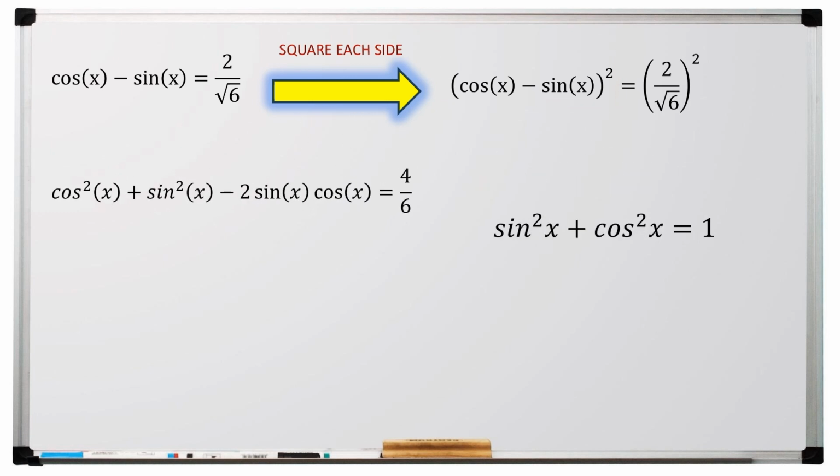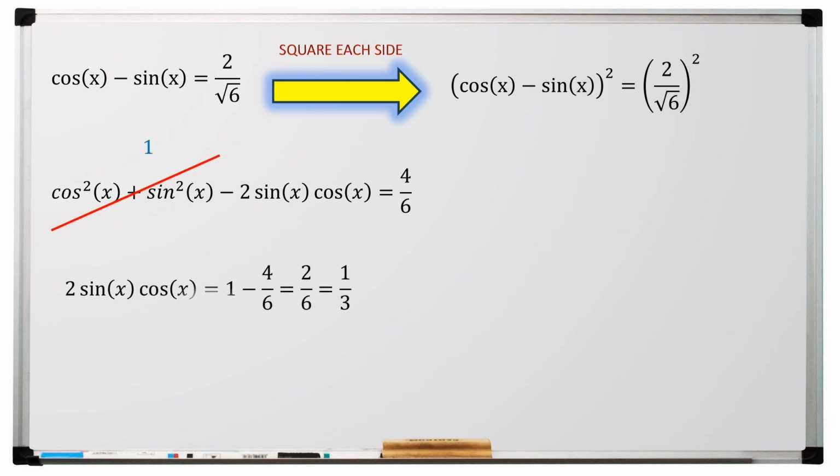As we've learned from our materials, sinus squared plus cosinus squared equals 1. Let's substitute this into the equation. By simplifying, we get 2 sinus x cosinus x equals 1 over 3. We already knew this from our materials. So sinus 2x equals 1 over 3.